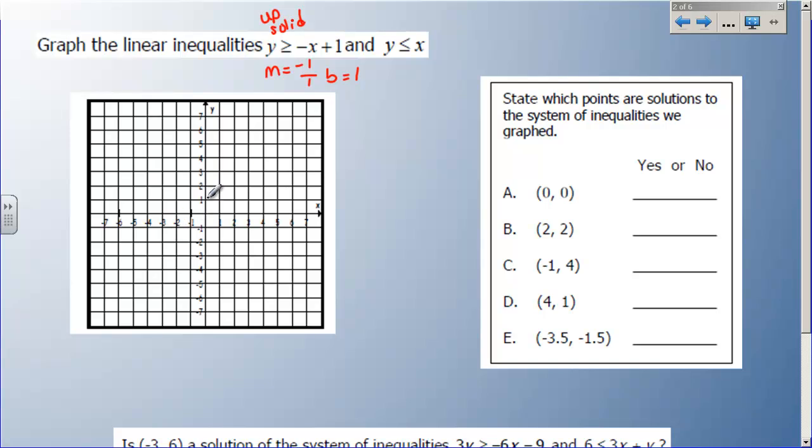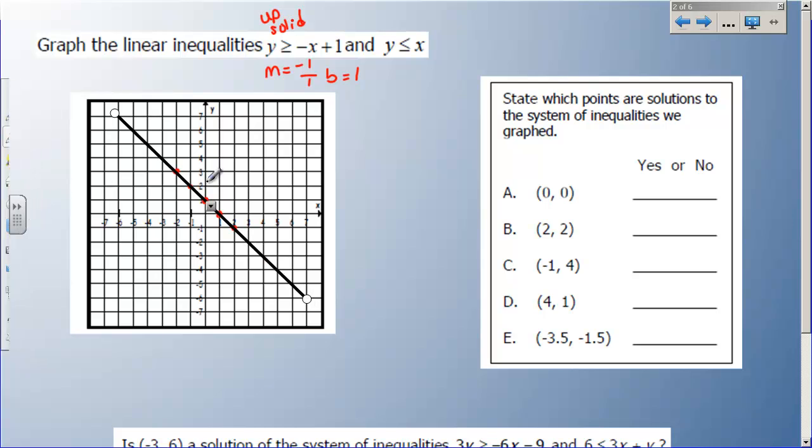So when I graph this, I get to start at the y-intercept of 1. And my slope is negative 1 over 1, so from that point I go down 1 and over 1, and I'm going to make a couple. And I can also go backwards. Instead of down and right, I can go up and left. So I can go up 1, left 1, up 1, left 1, and there's my line. So I'm going to connect these points and make a solid line because it was greater than or equal to. I know that's not right on it. I will fix it. So there is my line.